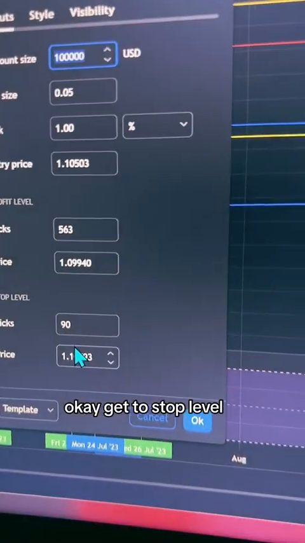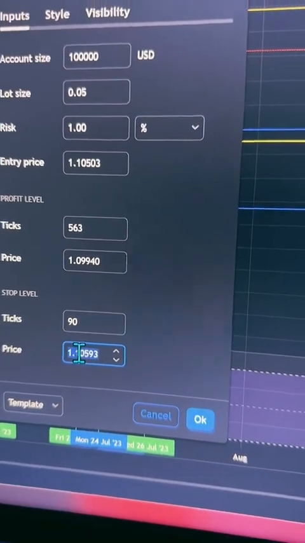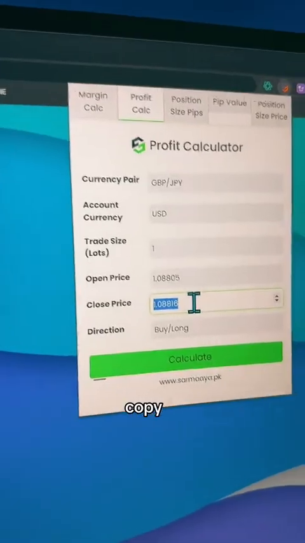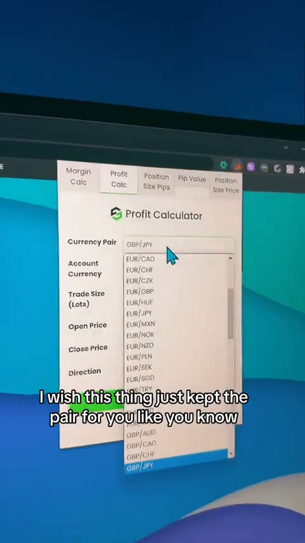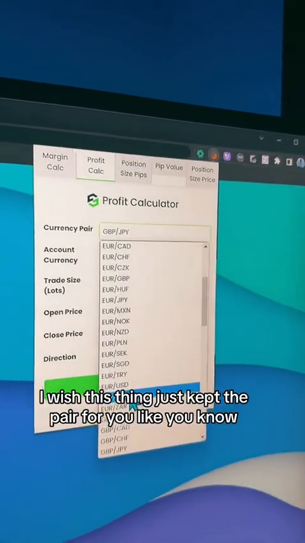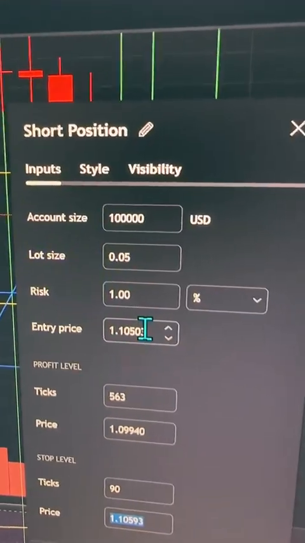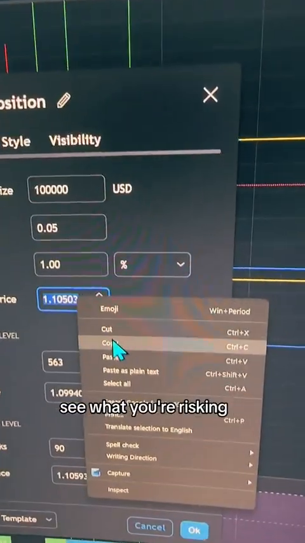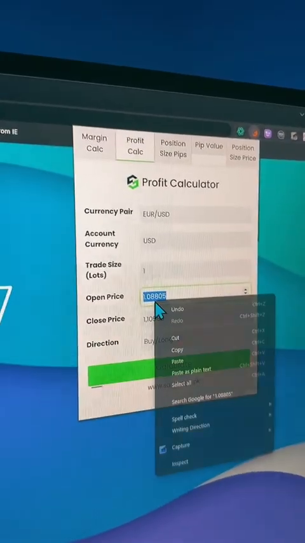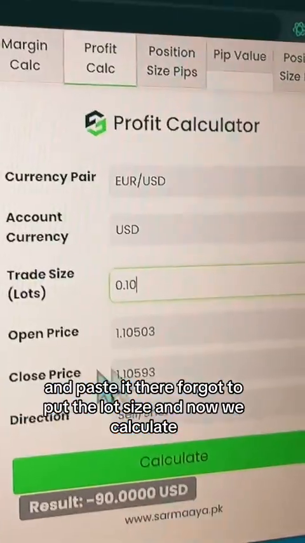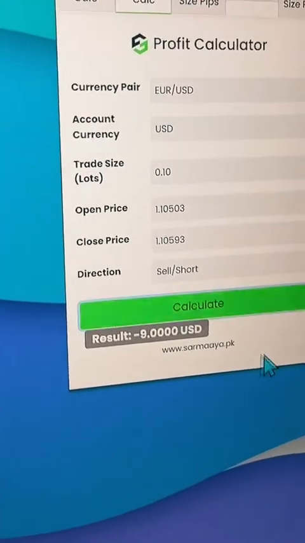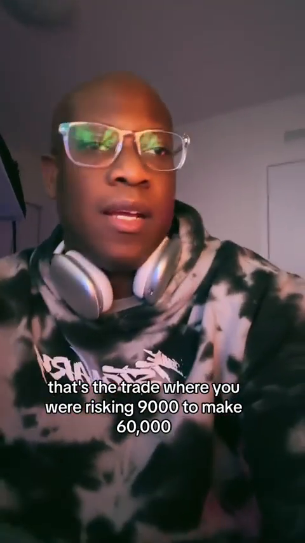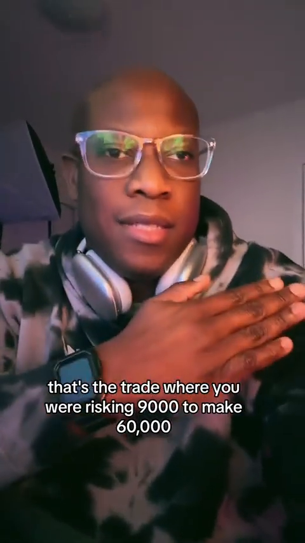Okay, get the stop level, copy, put it on the close price. I got to change the pair. I wish this thing just kept the pair for you. Get the entry, see how much we're risking, and paste it there. Forgot to put the lot size, and now we calculate. Okay. So right there, that's a trade where you're risking 9,000 to make 60,000.